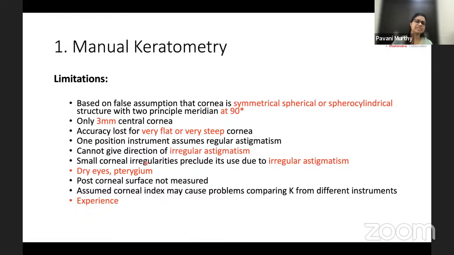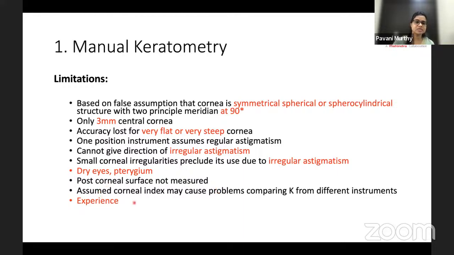Limitations of manual keratometry is that it is based on the false assumption that the cornea is symmetrically spherical, when we know that the cornea is aspheric and the two principal meridians are at 90 degrees. Only the central 3 mm of the cornea is measured, so there is a possibility that you can miss conditions like keratoconus, PMD, etc. Accuracy is lost in very flat to very steep corneas, and it is a one-position instrument which assumes regular astigmatism. That means it cannot calculate irregular astigmatism. Even small corneal irregularities like aberrations, erosions, epithelial defects, dry eyes, pterygium, which give rise to irregular astigmatism, cannot be measured.